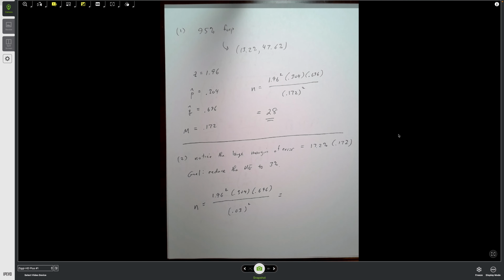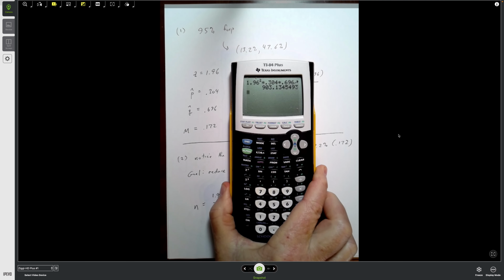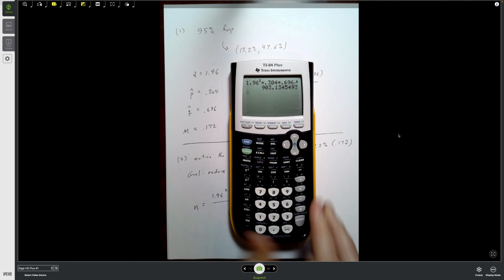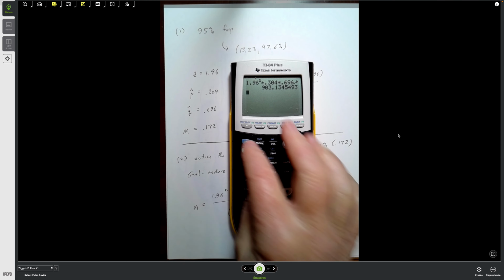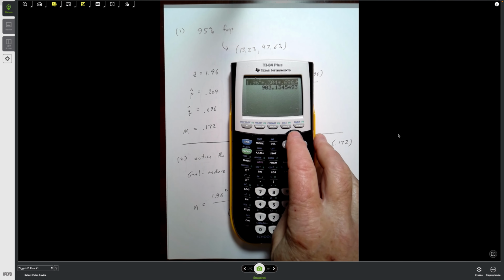So you may already have this in your calculator. If you do, just make the change of 0.172 to 0.03. Okay. I'm getting a syntax error because I have something wrong. And when I do that, I get the following. So to give you an indication, let me go back up and show you what I have.